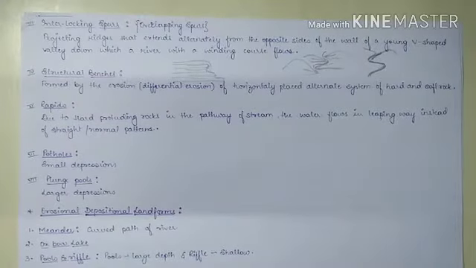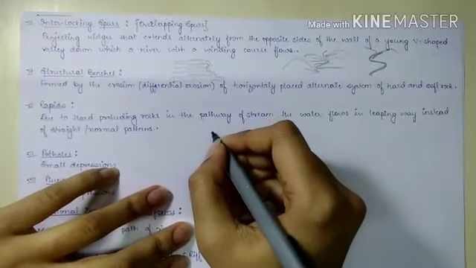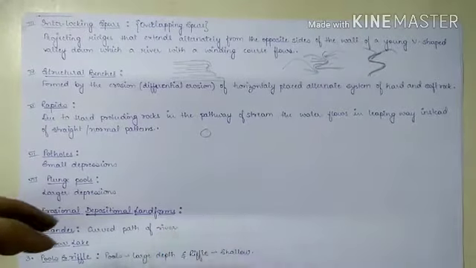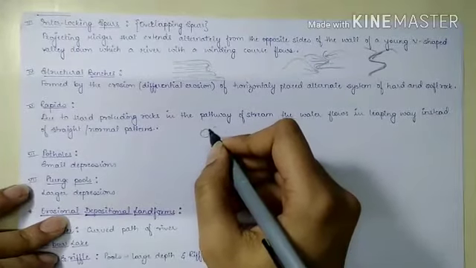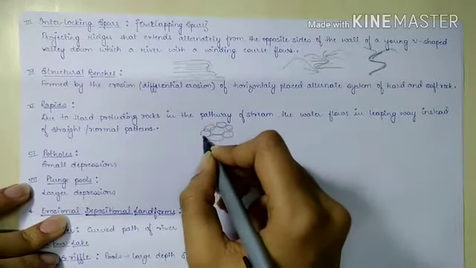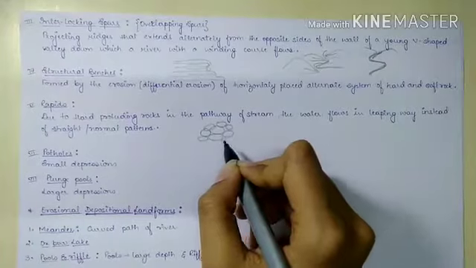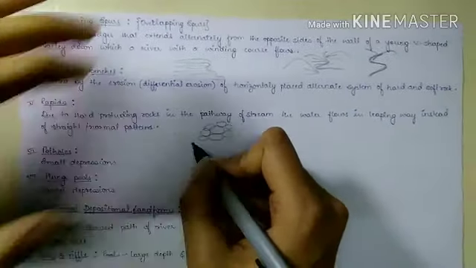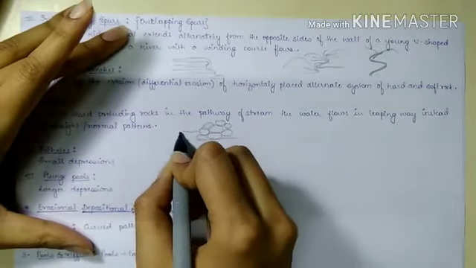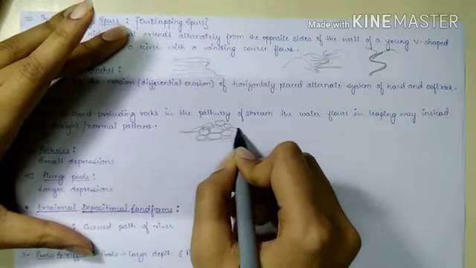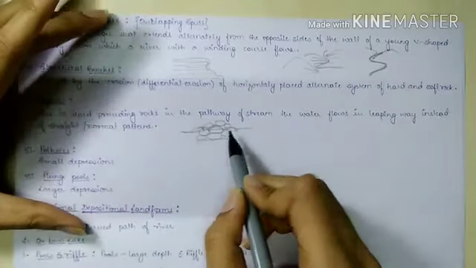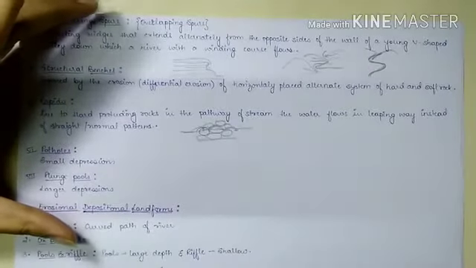Next we have rapids. Now in rapids, what happens is in the youth stage, the river actually breaks a huge amount of rocks, and they are bigger in size. So they are protruding rocks arranged in the pathway of streams down the slope. And when the river crosses these, it actually does not flow normally, it jumps and flows. Okay, so the flow is like a jumping pattern. So this landform is known as rapids.